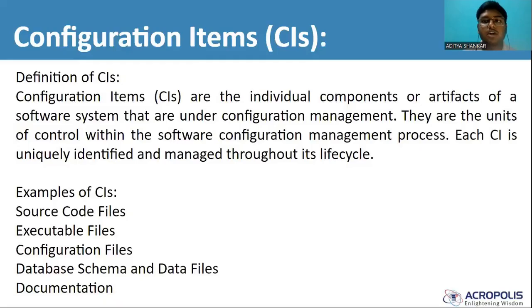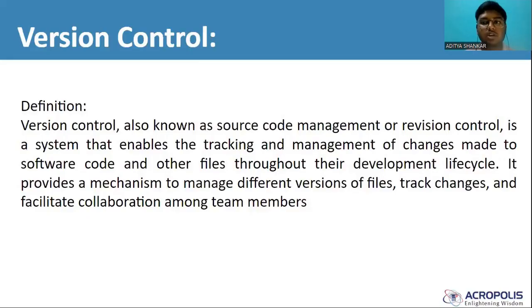Okay. Then comes configuration items. So these are some key features that are included in the software configuration management. First is configuration items. So what these are the individual components or artifacts of a software system that are under the configuration management. So these are the units of basic configuration management process, and these are uniquely identified and managed throughout its life cycle. What are the examples of some configuration items? So source code, executable files, documentation, data files, database files, etc. These are the configuration items.